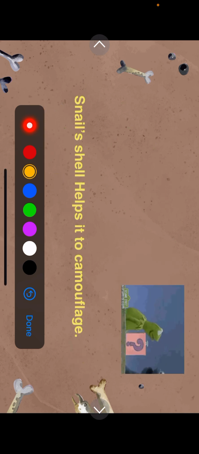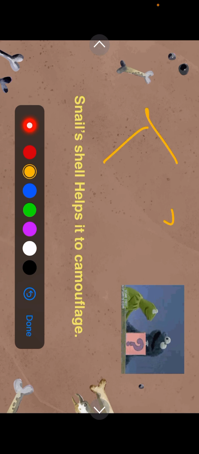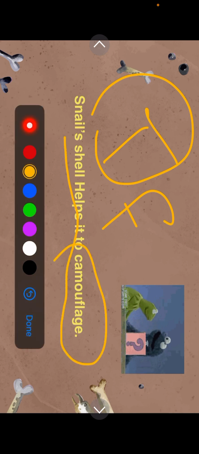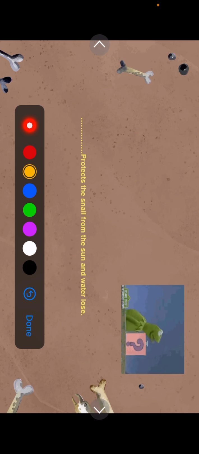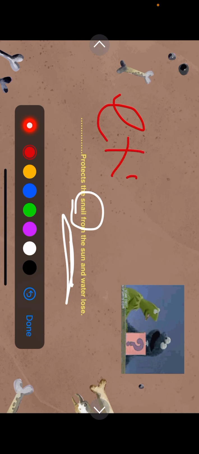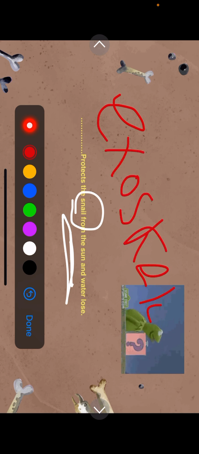Number two, the snail's shell helps it to camouflage. True or false? Yes, it's true. This is the second function. And the first one is to protect the snail from what? From the sun and water loss. Which part can protect the snail from the sun and water loss? It is the exoskeleton, right?